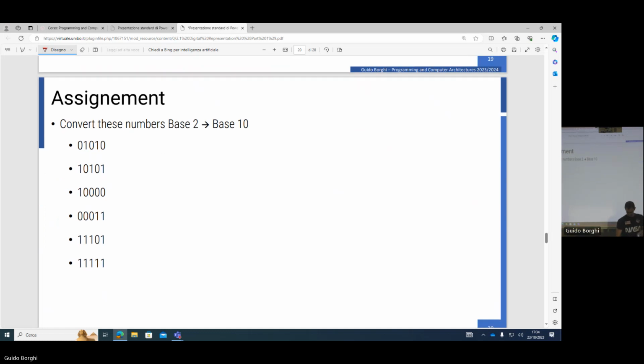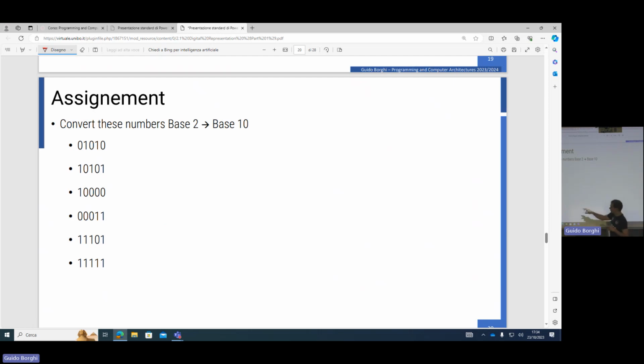Okay, first assignment of today. We can try to do this exercise now, and then we can do this exercise together in 5 minutes. Okay, you can try to do that. Remember, we want to convert this number from base 2 to base 10.